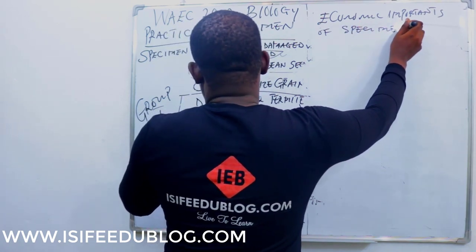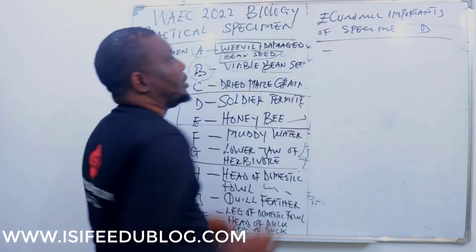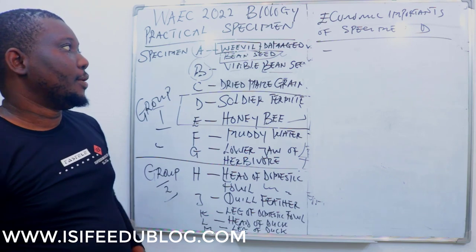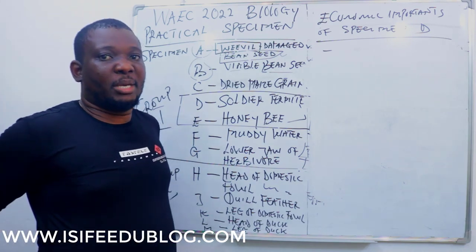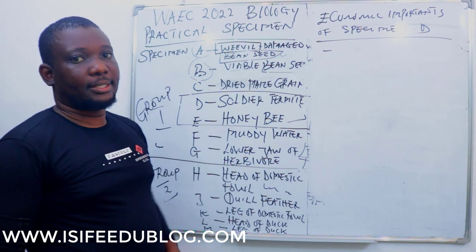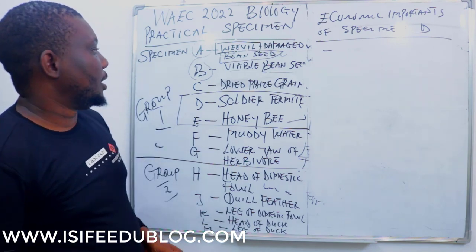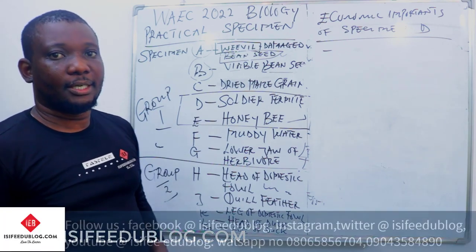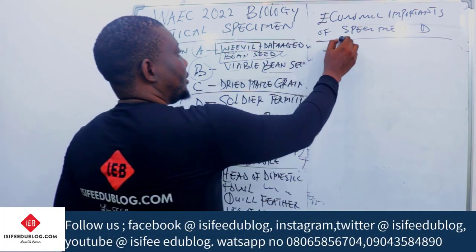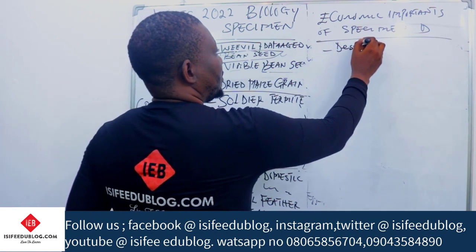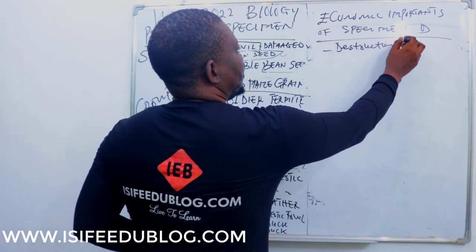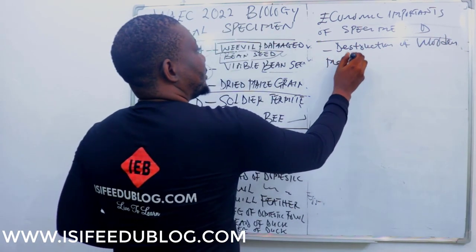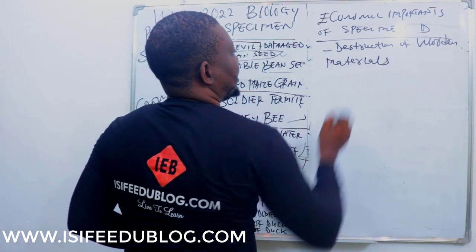Specimen D, soldier termites. Economic importance can be good or it can be bad. Let's start with the bad economic importance of termites. First of all, termites destroy wooden material. You can mention those materials that are destroyed by termites.